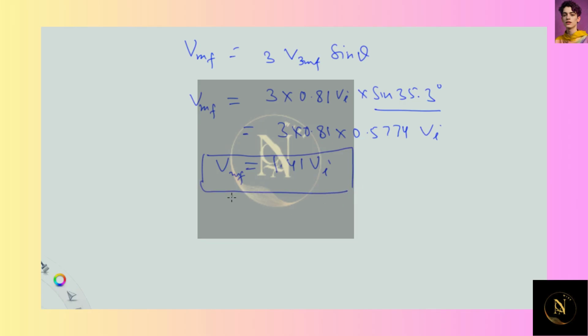Hence, these two are the speeds achieved by the two particles after the collision, and angle theta is 35.3 degrees from the positive x-axis.